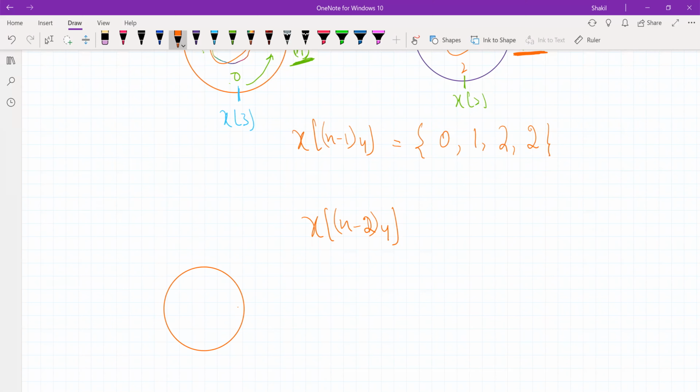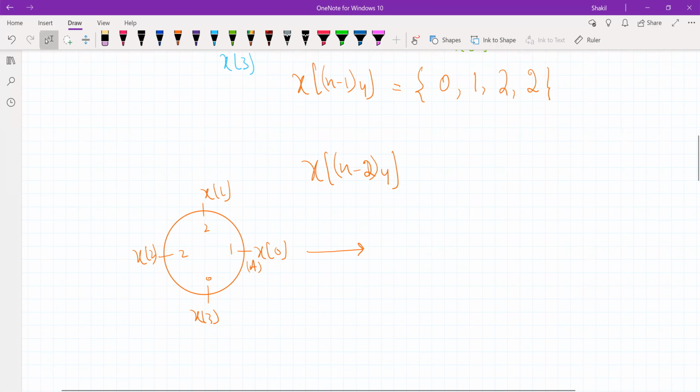So this is our circle. Our sequence is this, and our origin is here. We call it A point, so that origin remains fixed there. This is x of 1, this is x of 2, this is x of 3. You can write the values as well here for this example. So now I'm shifting this by 2 sample points.